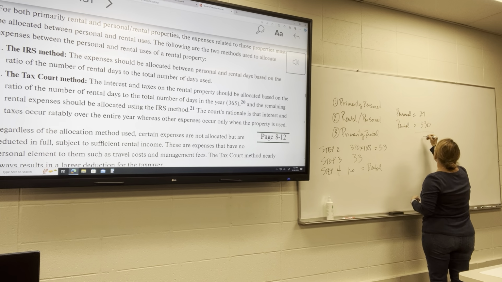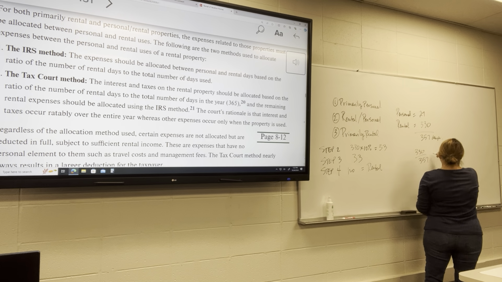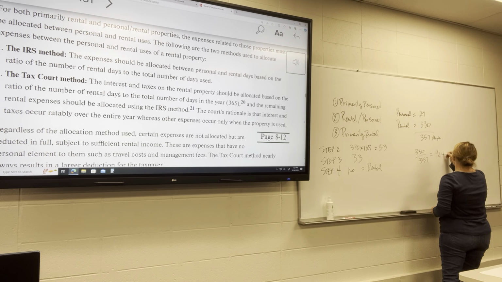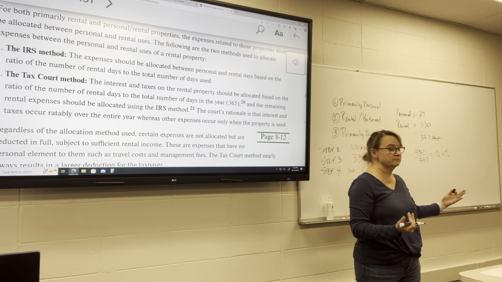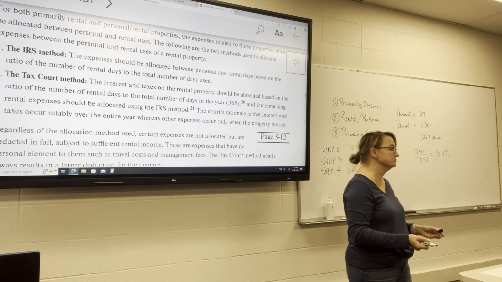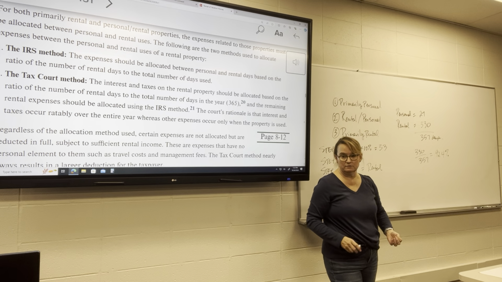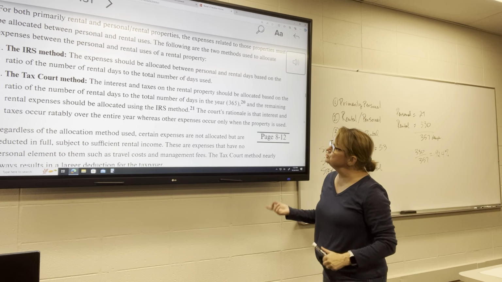So it was used for 357 days, and the rental days are 330. Whoops, I did that wrong. 330 divided by 357. So we figure out what that percentage is. So 92.4%. That means for our expenses, we're going to take 92.4% of whatever the total was. So 92.4% of the mortgage interest, 92.4% of the property taxes, 92.4% of the insurance is going to be an expense on the Schedule E. So you can do it that way.